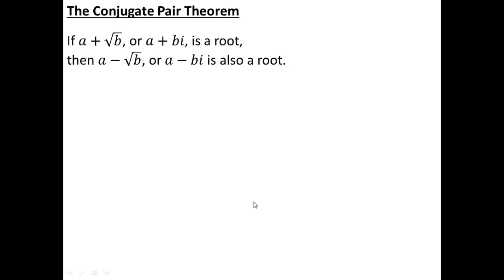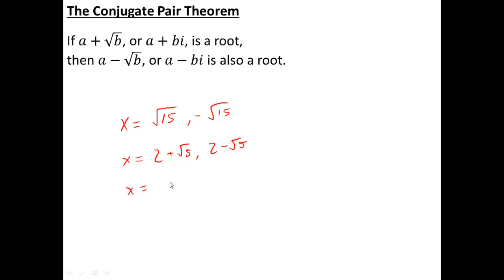Therefore, a minus root b or a minus bi must also be a root. If I give you a problem and I tell you that x equals the square root of, let's say, 15, then I can assume that the negative square root of 15 must also be a solution. Or if I give you 2 plus the square root of 5, I can assume that 2 minus the square root of 5 must also be a solution.